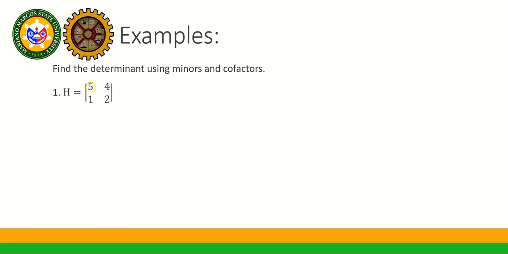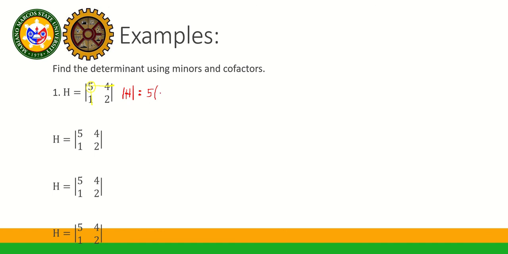Ito muna. So, matatanggal si first column and si first row. Okay, so let's try this one. So, in getting the determinants, we use this formula. So, sulat natin si sinelect natin na element, which is determinant of H. This is equal to 5. And then, gamitin natin si cofactor formula.